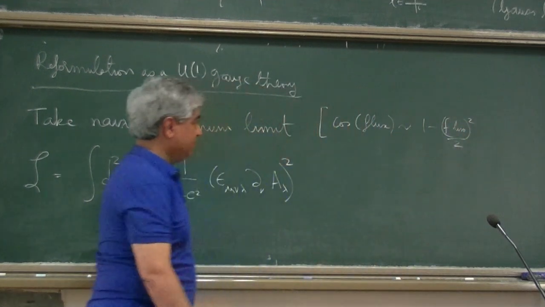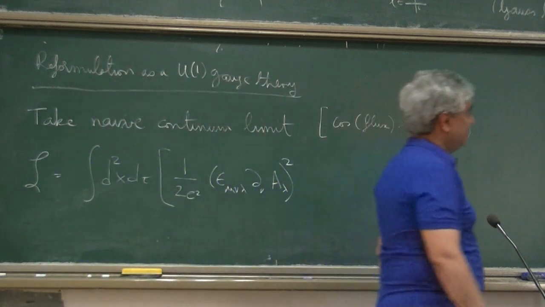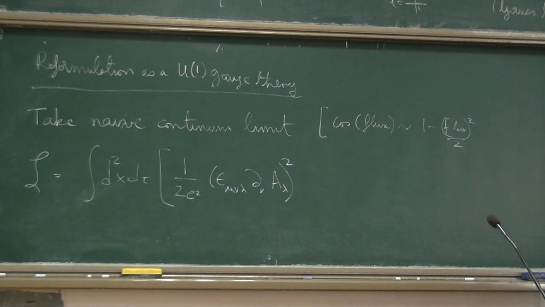That's the only approximation, and that's a very key approximation you have to keep in mind. Okay, so this is Maxwell electromagnetism. And what is this? This is just Landau-Ginzburg theory of a superconductor. So the Higgs field is e to the i theta. When you take the continuum limit, this can be written as the covariant gradient of H.